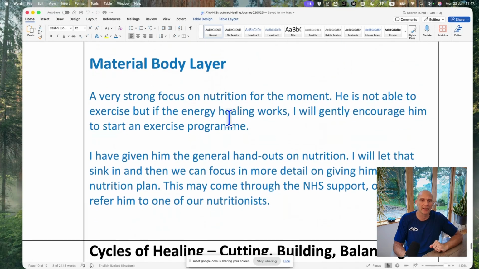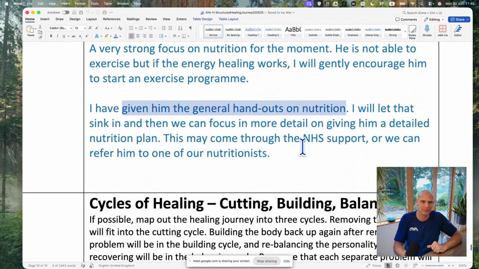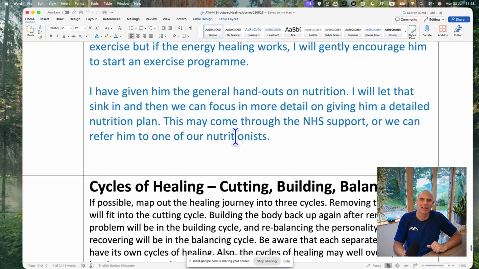And the material body layer. So a very strong focus on nutrition for the moment. He's not able to exercise, but if the energy healing works, we can encourage him to start an exercise program. But really, nutrition is very important to try and control his weight. I've given him the general handouts on nutrition, and I'll let that sink in for a while. And then after a while, maybe we can focus on more detail and give him a detailed nutrition plan. That may come through the NHS, the conventional route, or we can maybe refer him to one of our nutritionists.